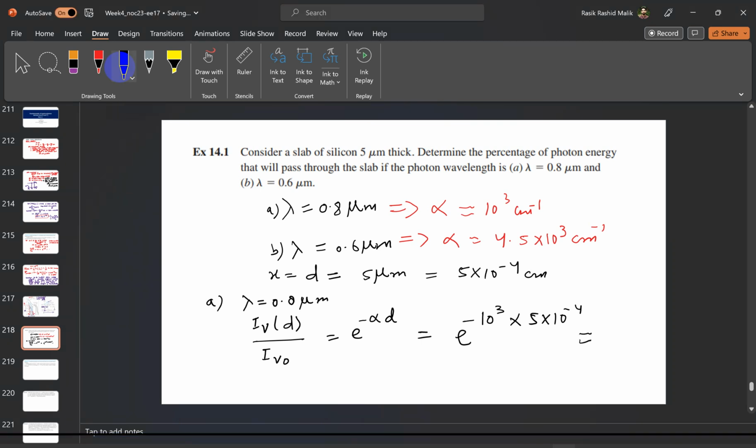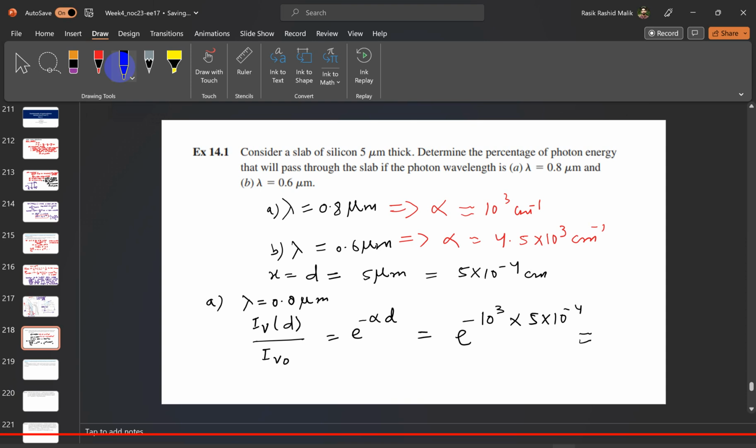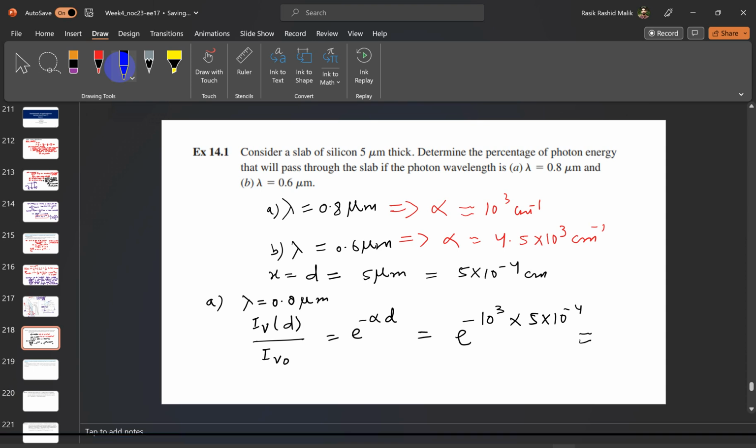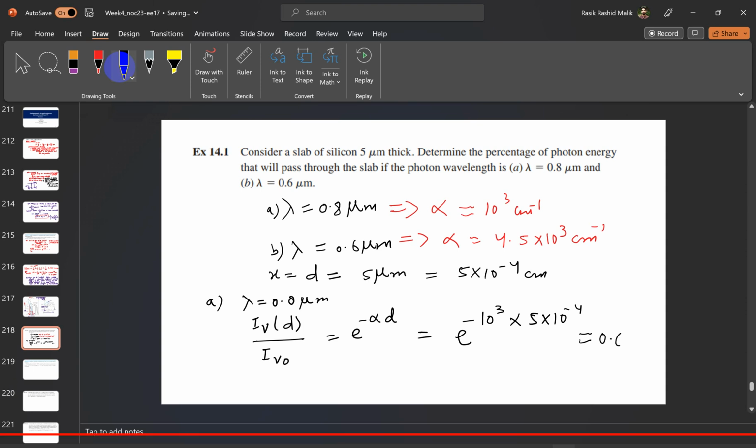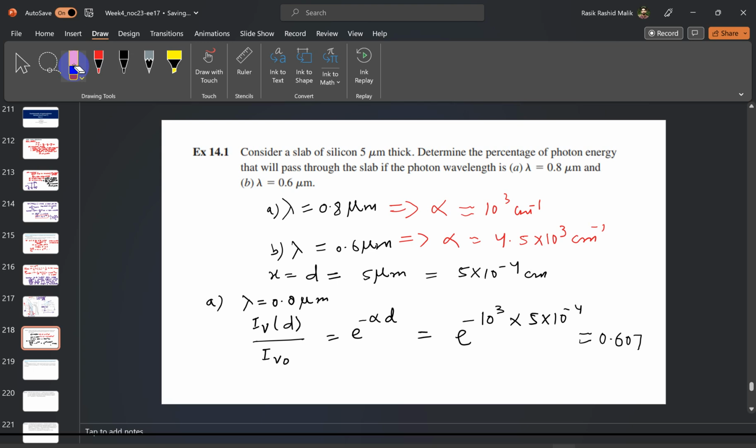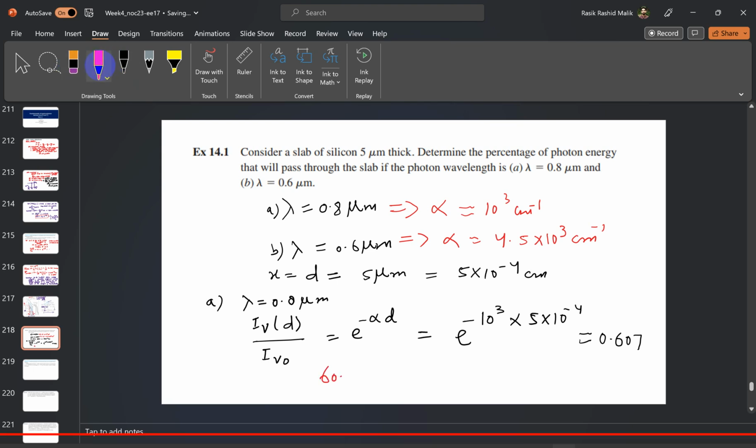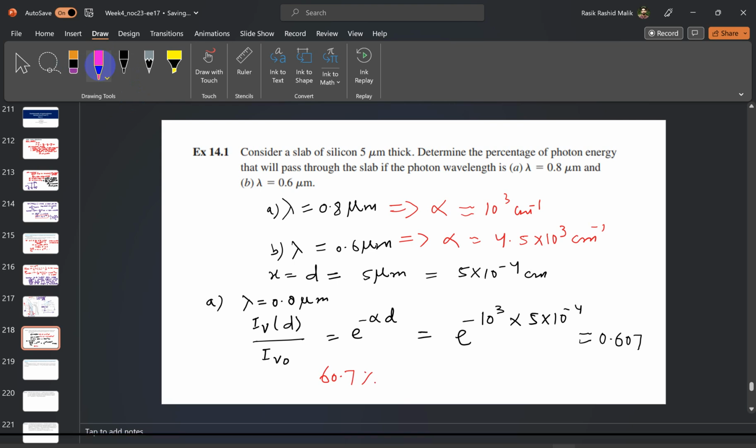The value is coming out to be equal to 0.607. So that means for case 1, 60.7% of photons will pass through the slab.